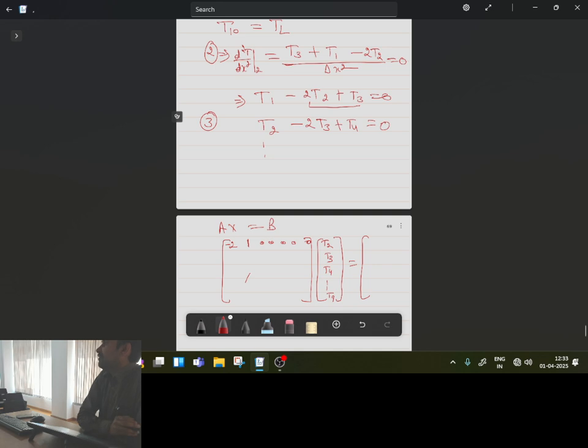from equation 1 what I will be getting? Because in the left hand side I have only considered this much, in the right hand side it has to be minus T1. Then for the next one, T2 is 1, T3 is minus 2, T4 is 1, and this will be 0. Is this one clear? So like this I will be getting a system of equations, and if I solve this system of equations I will be getting values of T2, T3, T4 up to T9.